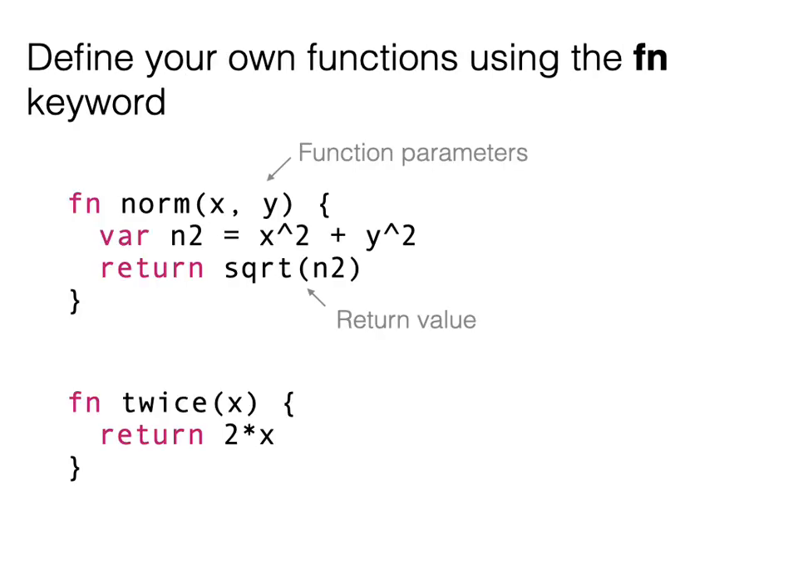The next topic is functions. Morpho contains a variety of built-in functions like the square root function, but you can make your own using the fn keyword. You have to give the function a name, a set of parameters, and then a code block containing the definition of the function. Anything that follows a return statement, and you can have as many as you like in the function, will be returned as the outcome. The first function computes the norm of a 2D Cartesian pair of coordinates. The second doubles the input value.